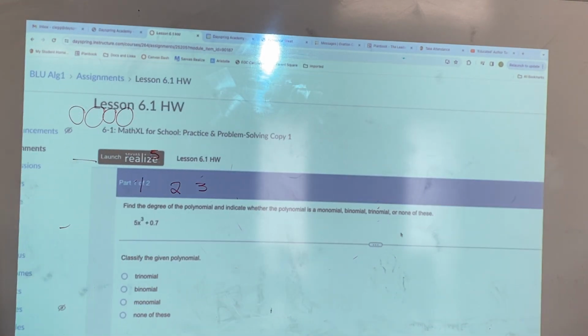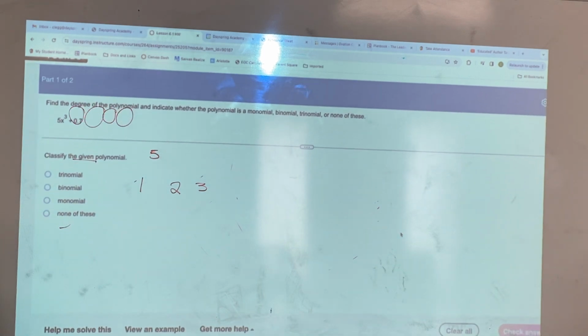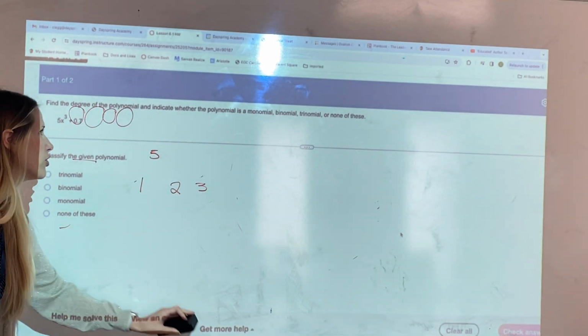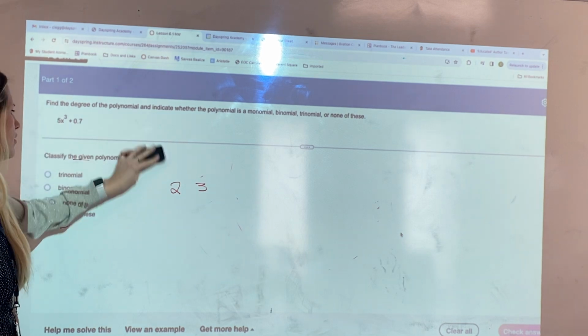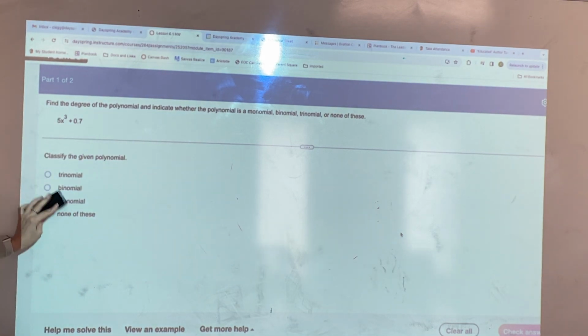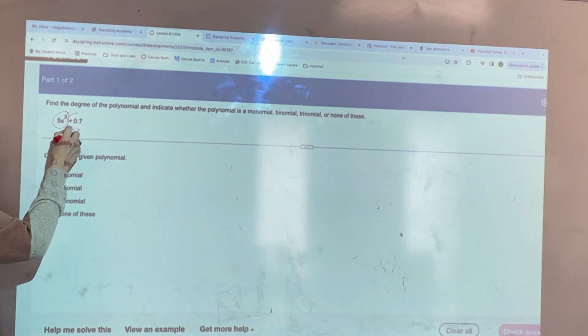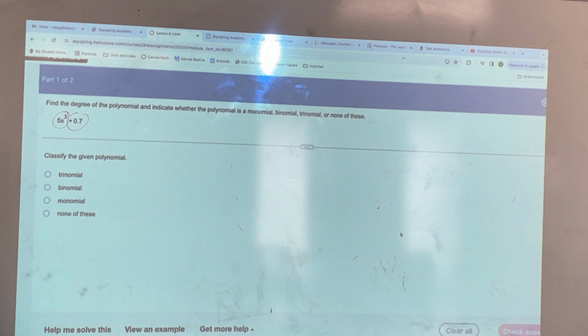We are breezing through, we're halfway through. Find the degree of the polynomial. Okay, same question. First, it wants you to classify it, name the given polynomial. Is it a trinomial, binomial, monomial, or none of these? Yes, it's binomial. You can do it by circling your terms with their signs. If you make 2 circles, bi means 2, so it's binomial.